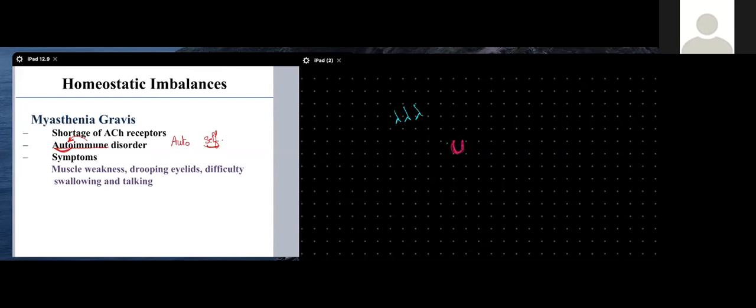If you remember, this was the terminal end of the neuron. This is where you're going to be storing the neurotransmitters. And if you remember, the neurotransmitter at the neuromuscular junction was my acetylcholine. Acetylcholine, in order for it to have an effect on the muscle cell, did need to bind to its receptor in the sarcolemma. Here, the immune system is attacking those receptors by producing antibodies.